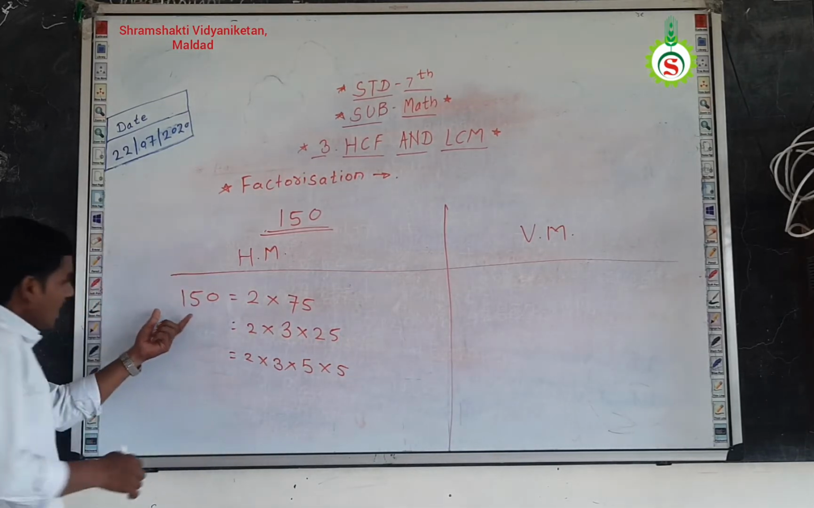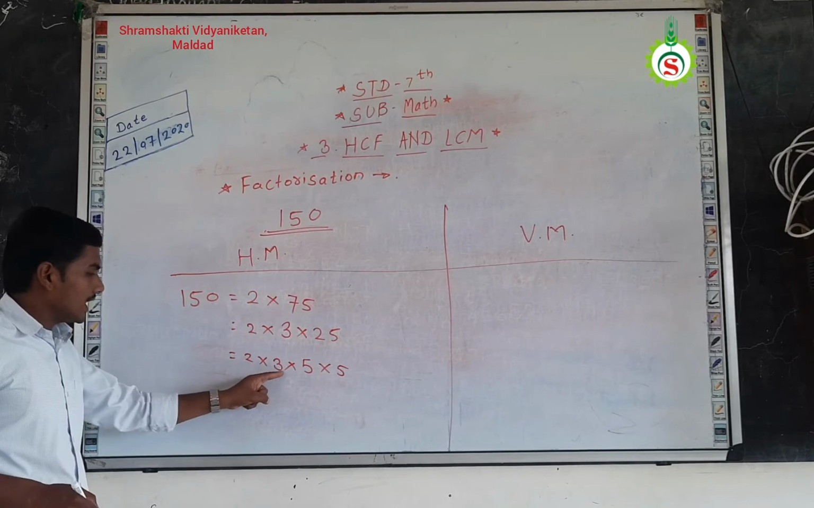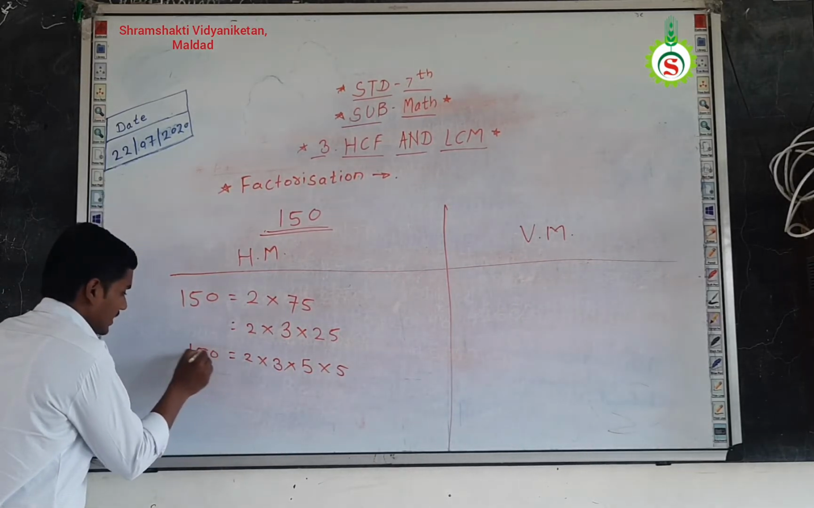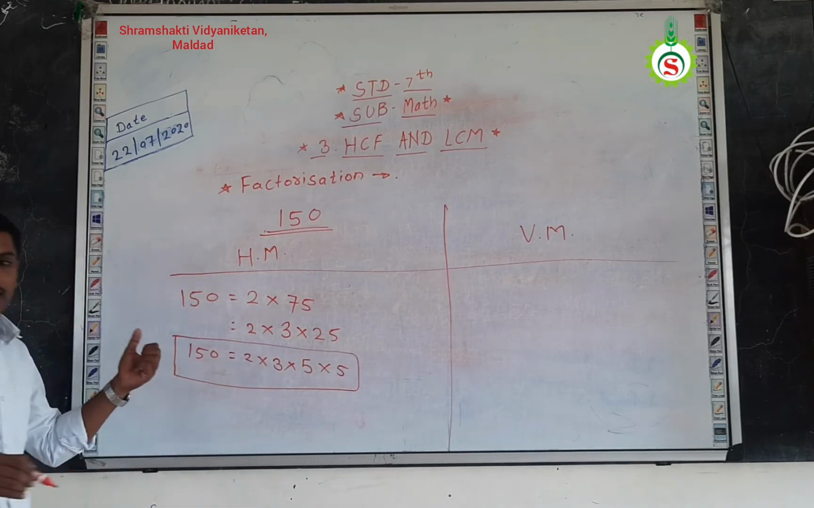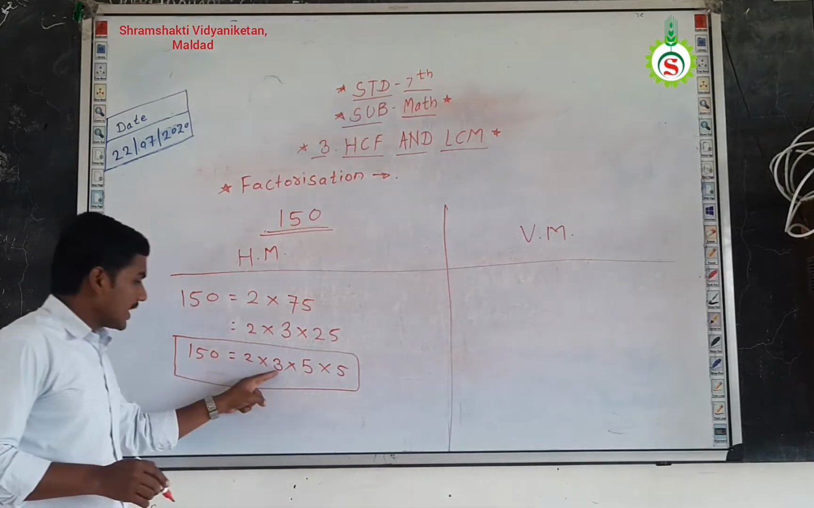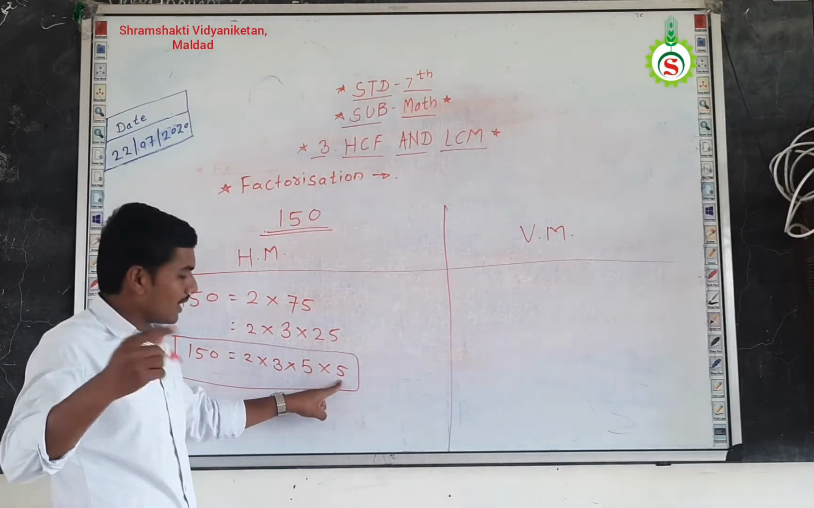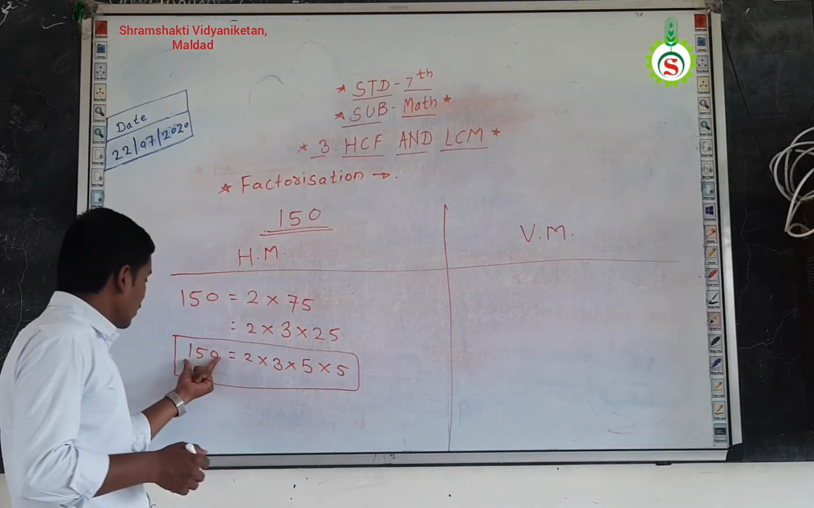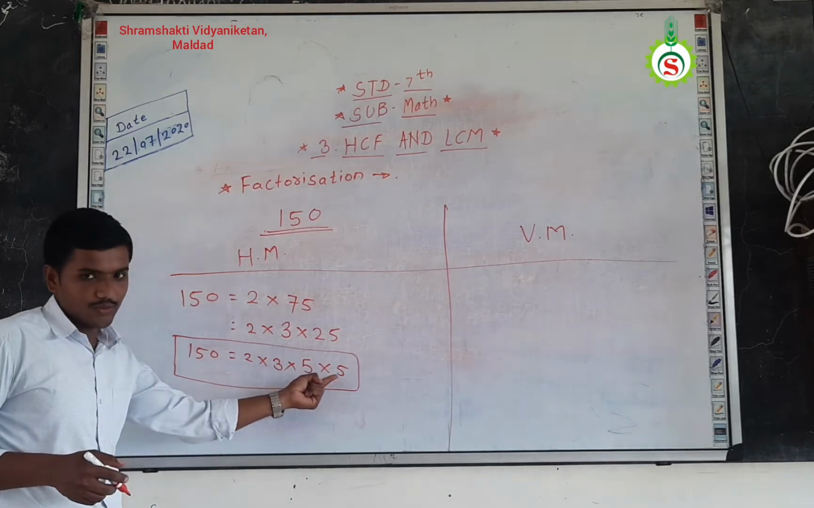So, how have I divided? Factorize that 150: 2 into 3 into 5 into 5. So, that is the factorization of that number 150. 2 threes are 6, 6 fives are 30, and 30 fives are 150. That's why the factorization of 150 is like that, 2 into 3 into 5 into 5.